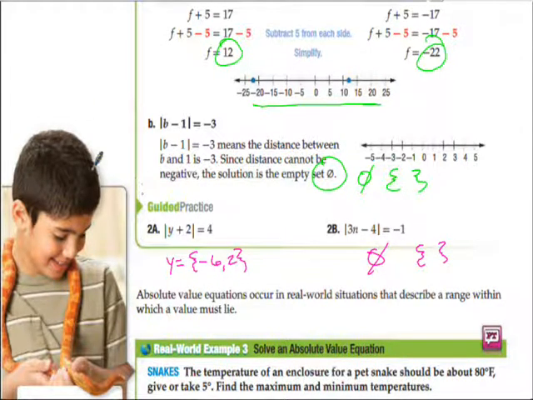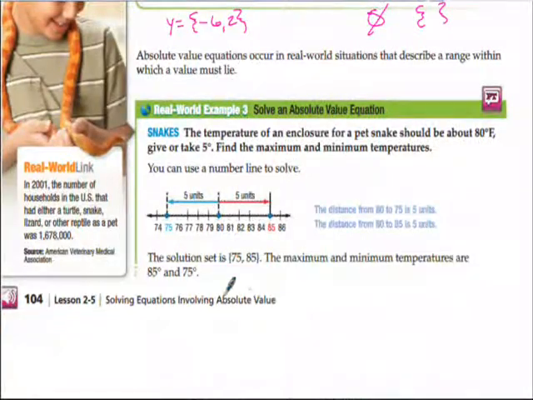Absolute value equations occur in real-world situations that describe a range. We hear this kind of stuff sometimes, where it could be maximum or minimums for a given problem. So for example here, snakes. The temperature of an enclosure for a pet snake should be about 80 degrees, give or take 5. Give or take is like the clue that there's going to be absolute value.